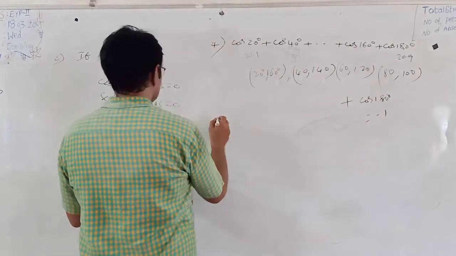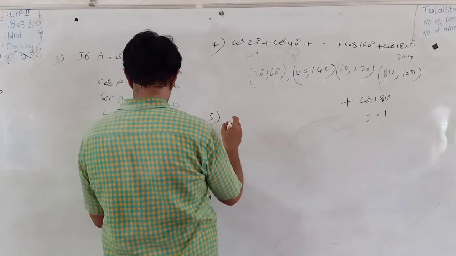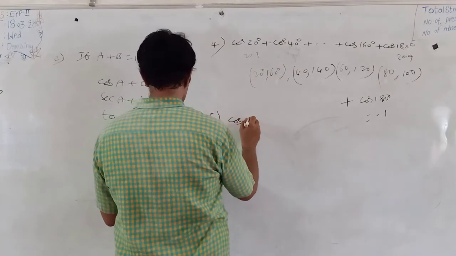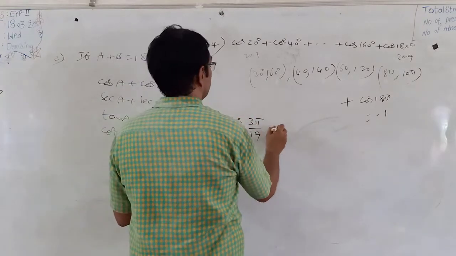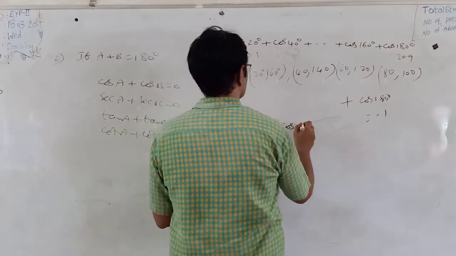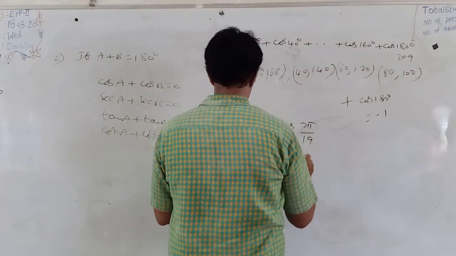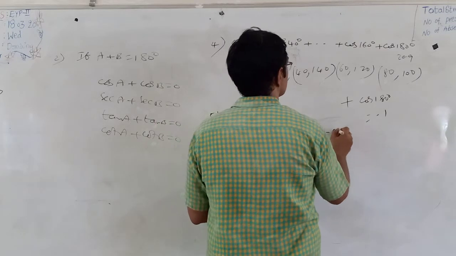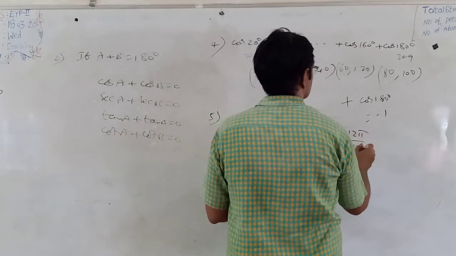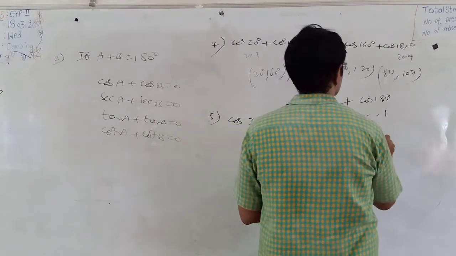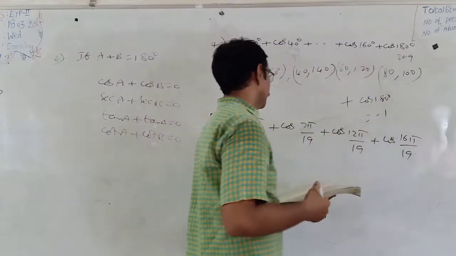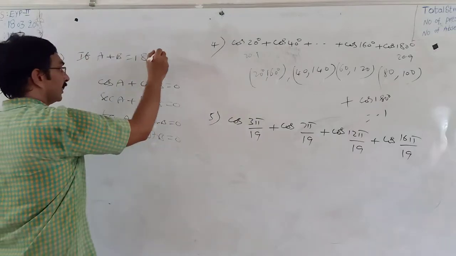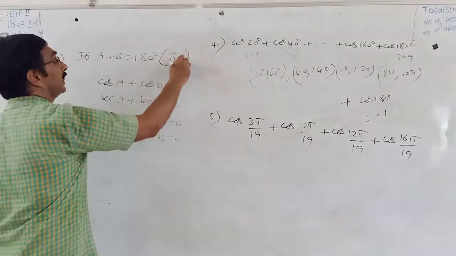Next, a similar one. See the fifth one: cos 3 pi by 19 plus cos 7 pi by 19 plus cos 12 pi by 19 plus cos 16 pi by 19. Here the angles are in terms of radians. 180 degrees means pi radians.